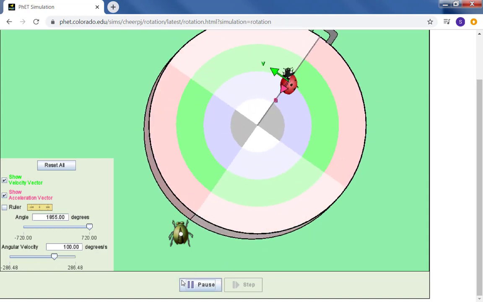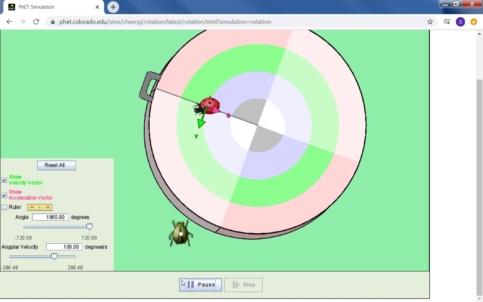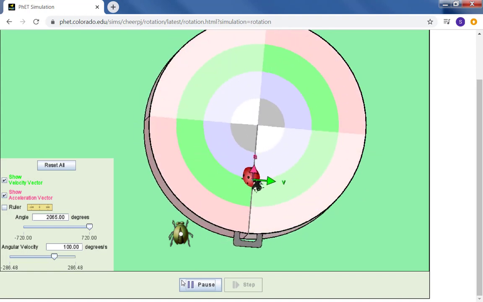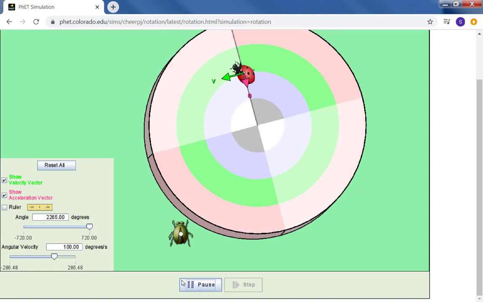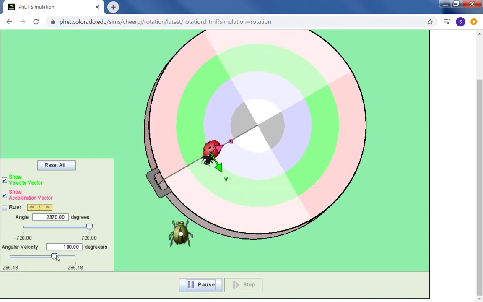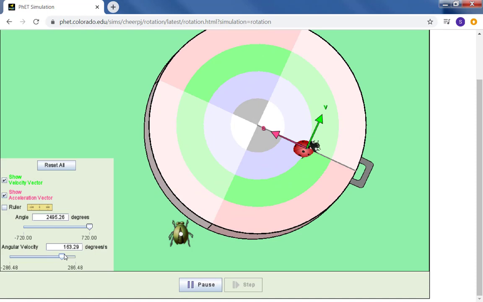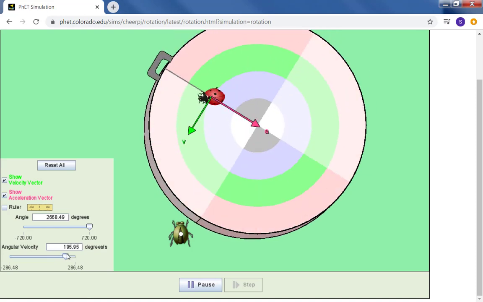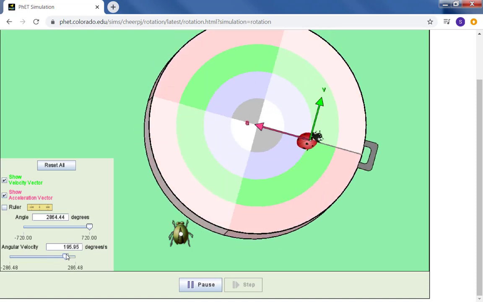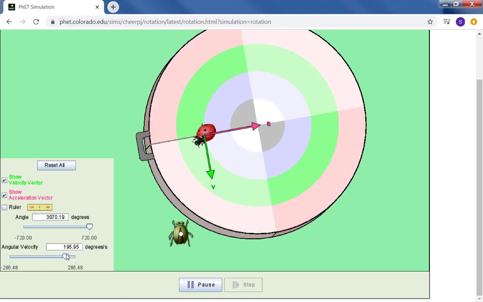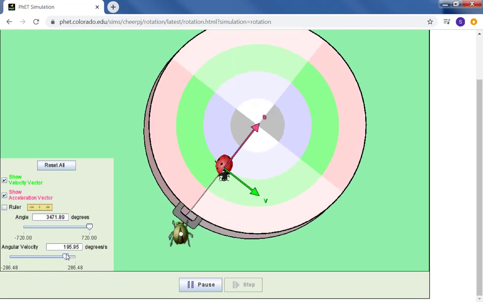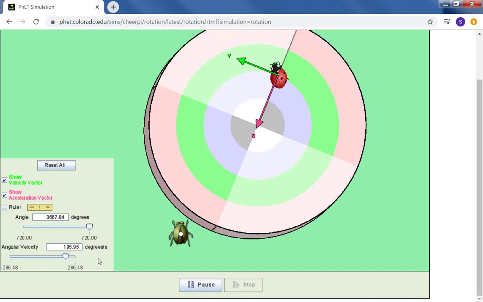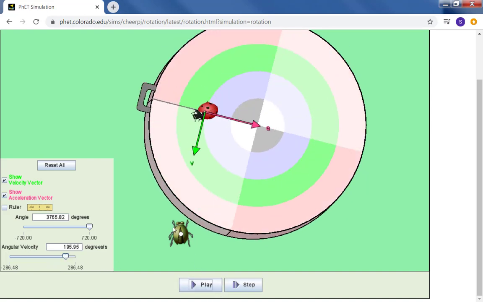You may remember from a math class that a line that is tangent only touches a curve in one spot. This is a tangent. If I make it go faster, you'll see the velocity vector grows, but so does the acceleration vector, because it takes a larger net force to move something faster at the same radius, v squared over r, remember? Okay, so now let's pause this for a minute.